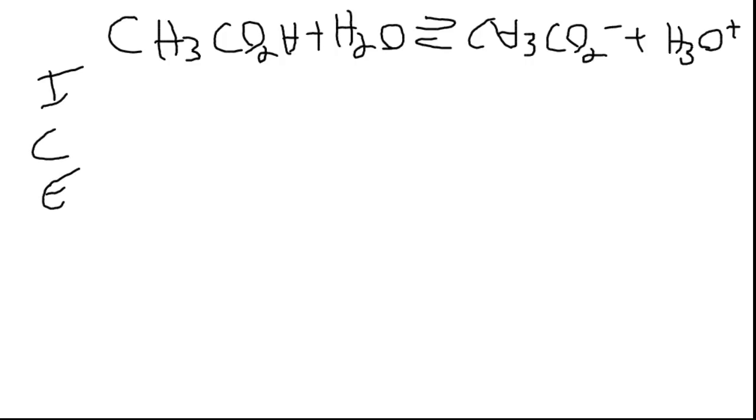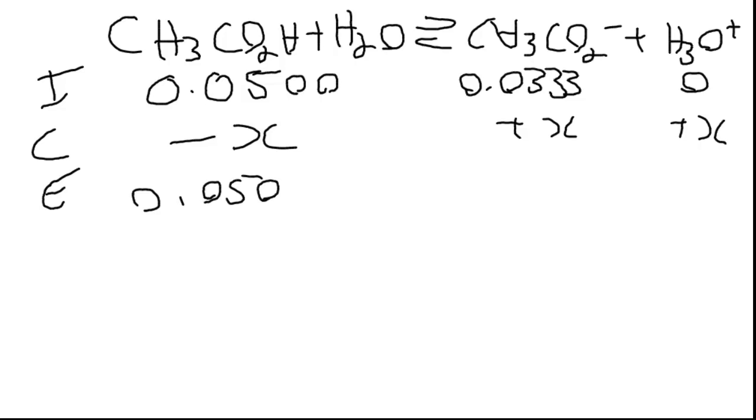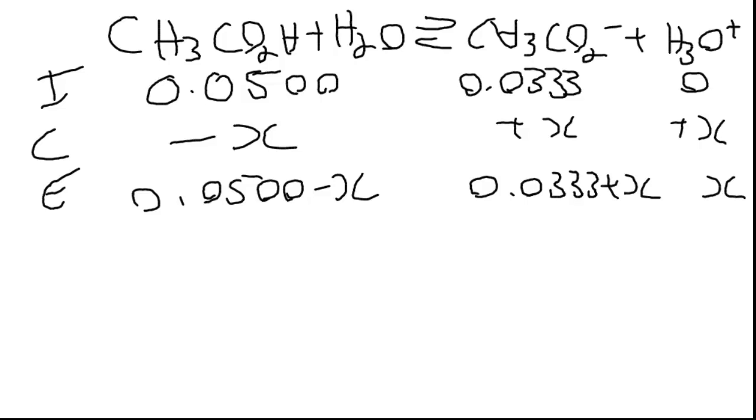So what we just calculated were our initial concentrations. Acetic acid was 0.05. Acetate was 0.0333. No H3O+ initially. The change will be minus x, plus x, plus x. It's all 1-to-1 ratio. So the equilibrium concentration will be 0.05 minus x for acetic acid, 0.0333 plus x for acetate, and x for H3O+.